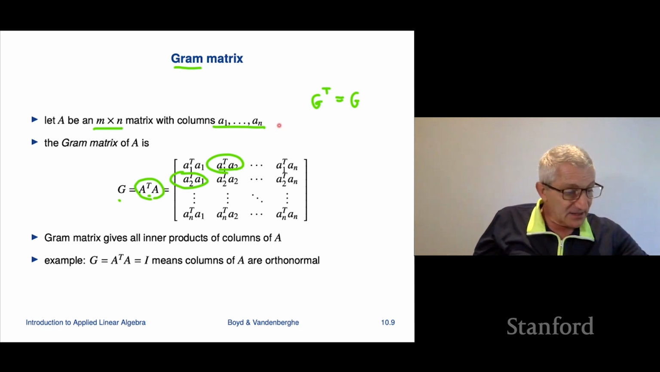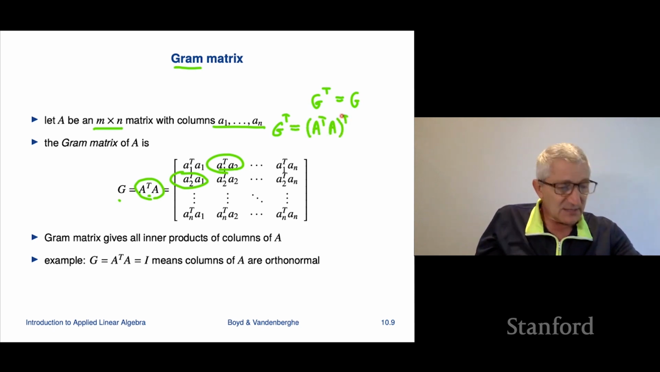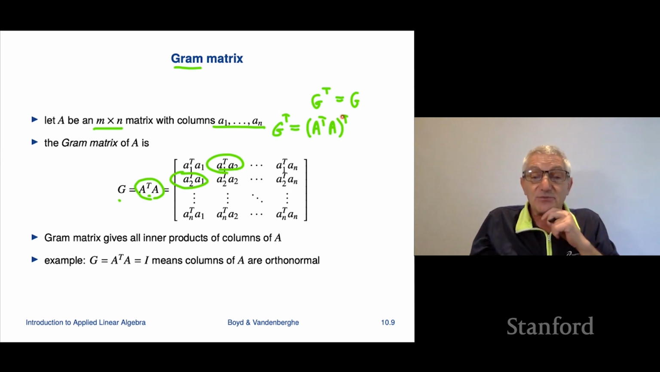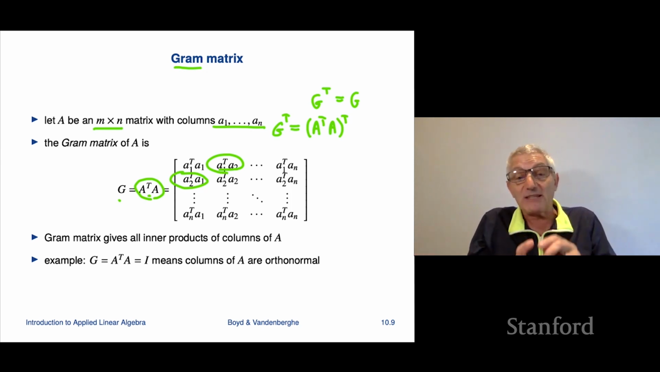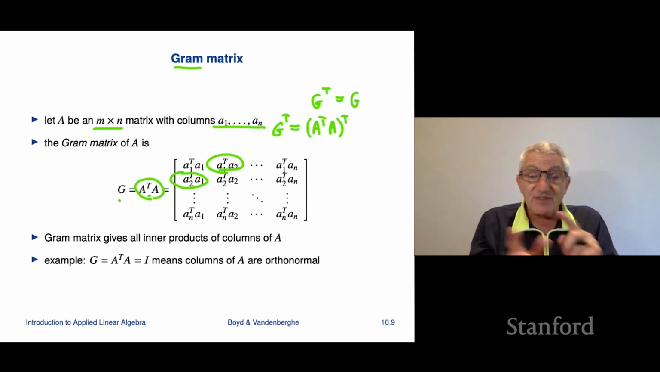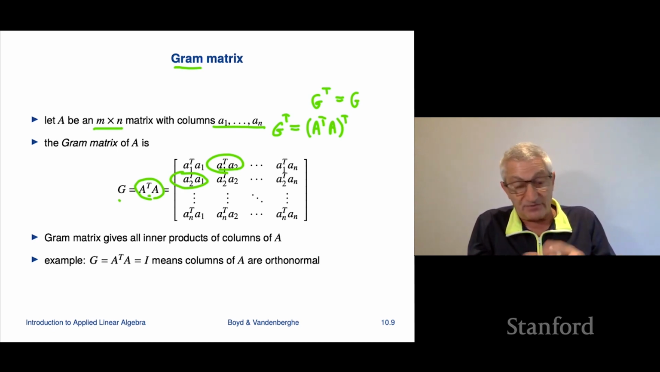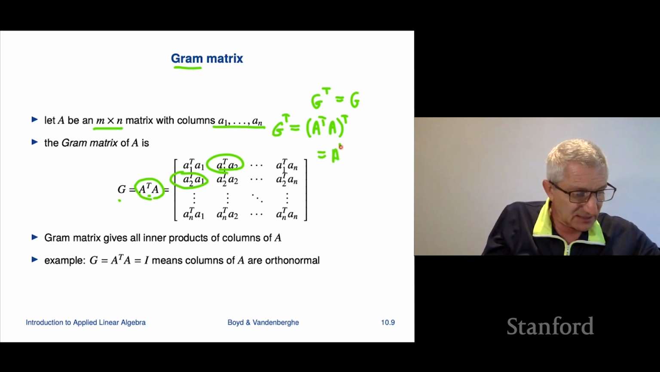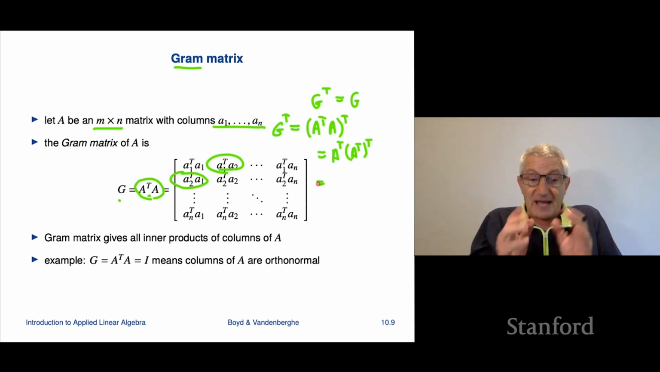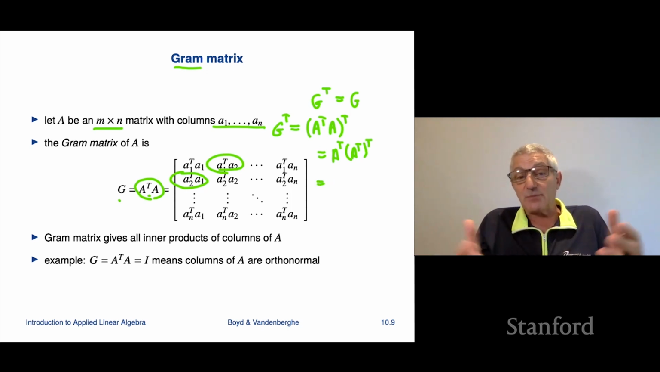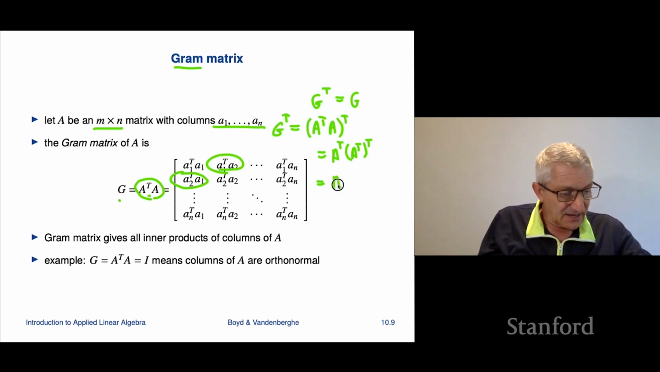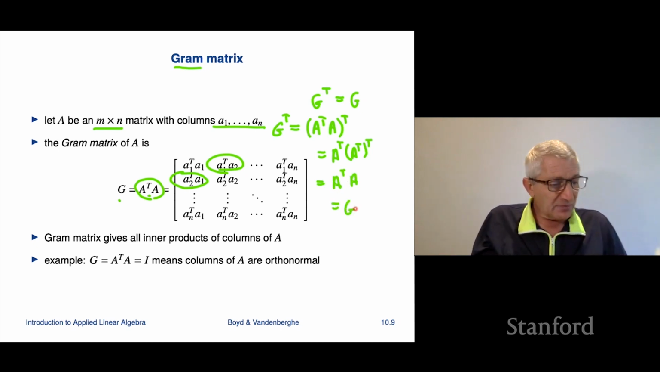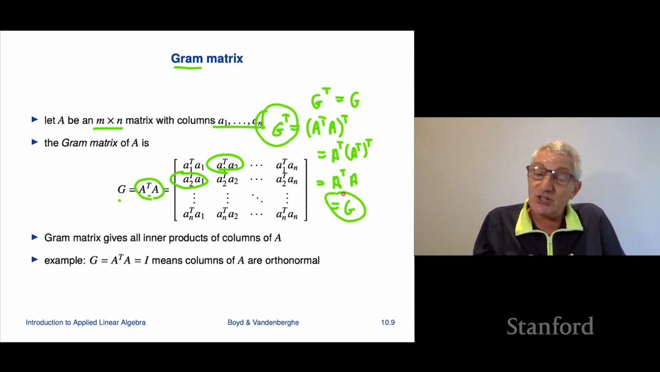So if I want to know what G transpose is, well, that's A transpose A, transposed. But that's the product of two matrices and then transposed, and we know what that is. That's simply the transpose of the second matrix times the transpose of the first matrix. So this is equal to A transpose times A transpose transpose. But wait a minute, A transpose transpose is A. If I transpose a matrix twice, I get back the matrix. So this is actually A transpose A. Hey, but that's G. And this string of equalities says that G transpose is G. That means G is symmetric.